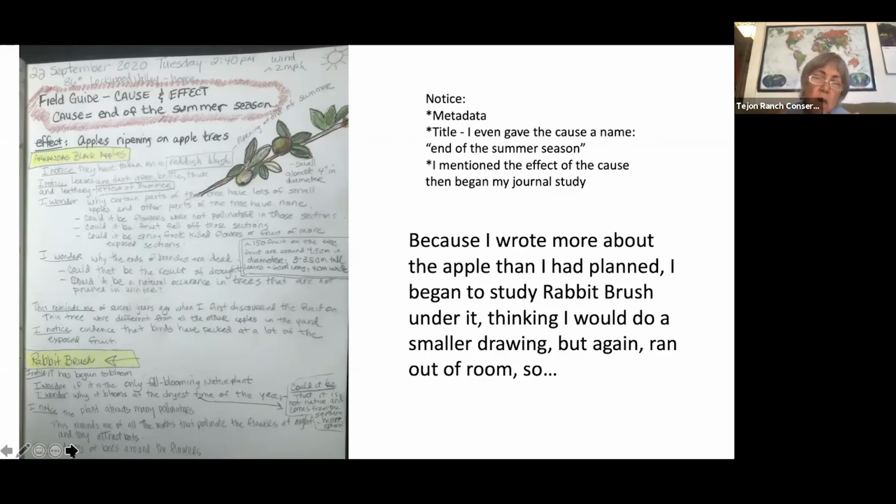I wrote so much about the apple plant that when I began the rabbit brush study underneath it, I knew that I was 2/3 through that page and I didn't have a lot of room. So what I thought was, okay, I'm just going to make it smaller. I'll write a little less. I'll make the picture smaller, but I can't help myself. I like to write. So I wrote more things, completely ran out of room.